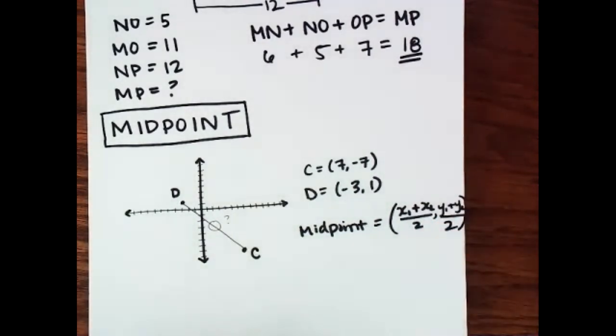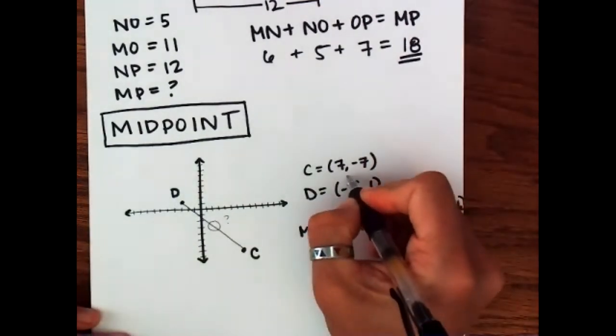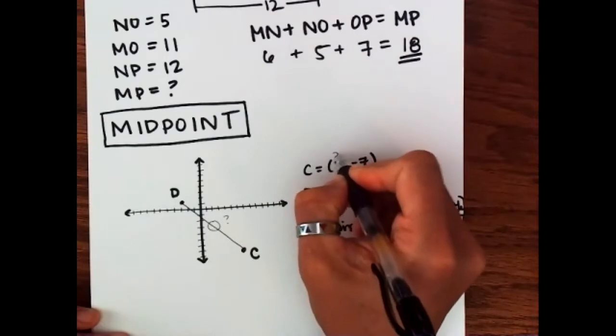So we can think for Donnie, we can use x1 and y1, and then for Catherine, we'll use x2 and y2.